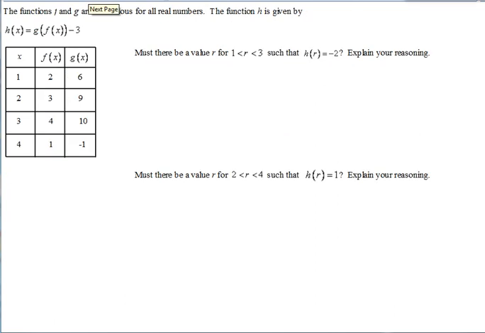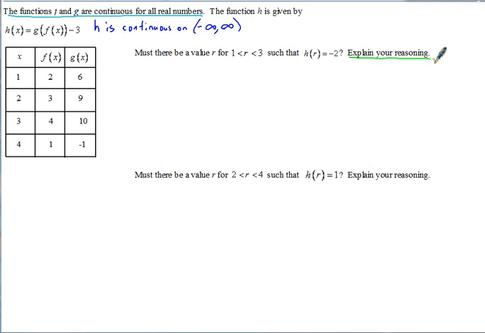Now let's take a look at one that's a little bit different. It says the functions f and g are continuous for all real numbers. Then the function h is given by h of x equals g of f of x minus 3. So h is made up of a composite of 2 continuous functions. So we can say h is continuous on all real numbers, or you can just say from negative infinity to infinity. Then it asks, must there be a value r between 1 and 3 such that h of r equals negative 2? And explain your reasoning is just another way of saying justify your answer.